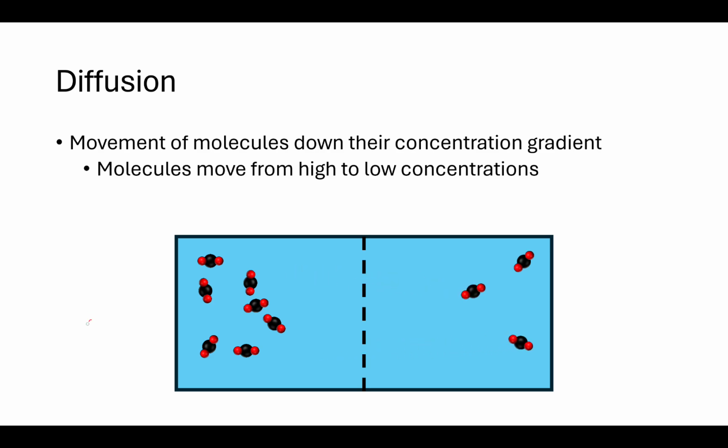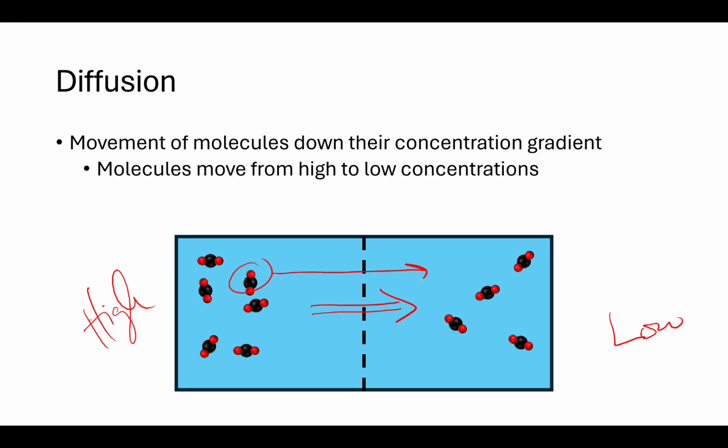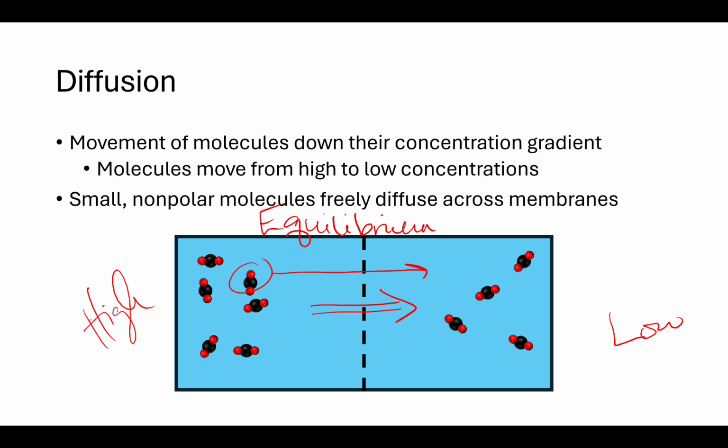We had a high concentration on this side. We had a low concentration on this side, and we had a net or total movement of molecules from the high concentration to the low concentration. Now, this actually should have moved one more molecule over because these should move until they reach what's called equilibrium, which is when the concentrations on both sides are equal.